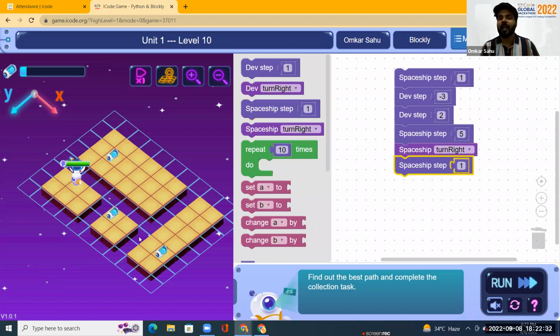Once we are here, now the real magic starts. We have to see the orientation of the character Dave right now. Once the spaceship is here, see, it is facing towards this direction. Again, he will be here. So come here, come here. So it will already be facing in the forward direction towards the energy booster.